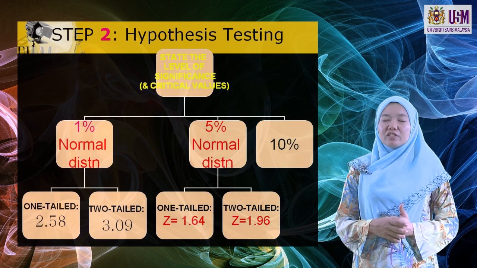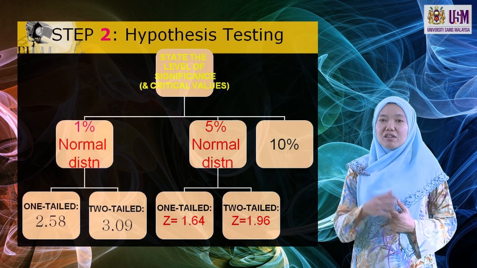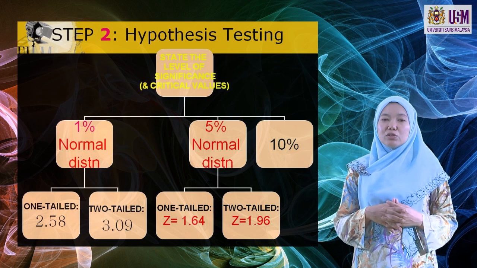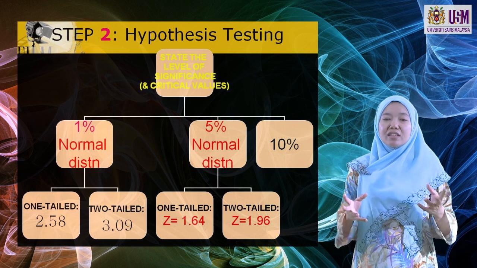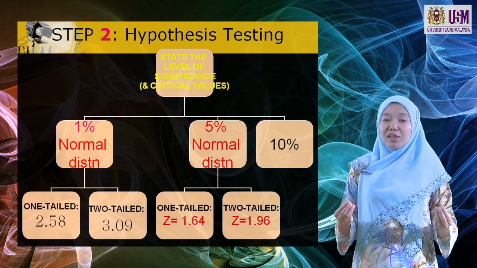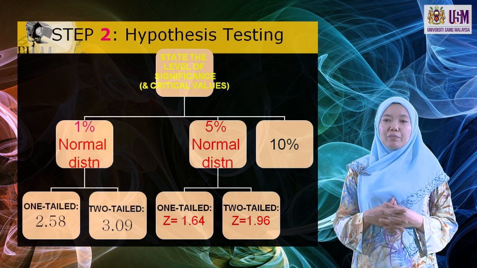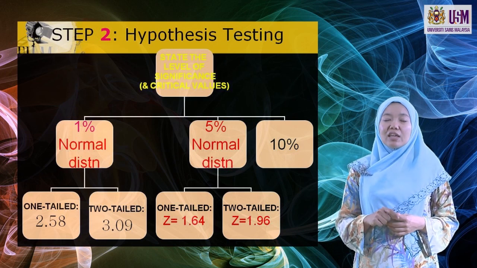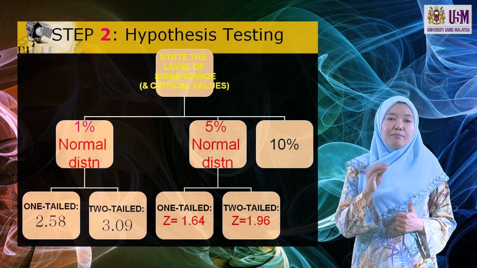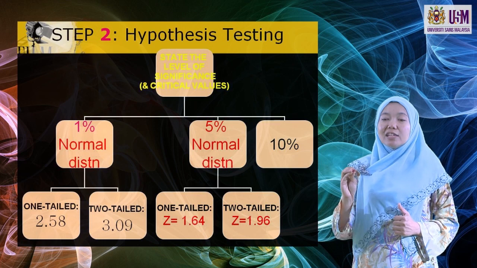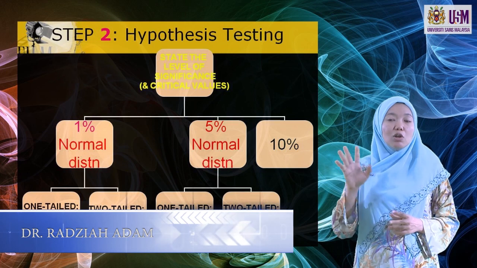In step two of hypothesis testing, when it comes to the level of significance and the associated critical values, I usually tell my students that because there are so many steps involved in hypothesis testing, if you can memorize these values, you make your life easier. No need to go back to the normal distributions table every time. Usually it's given in the questions as 5% level of significance or 1% level of significance. Seldom, a statistical practitioner uses a 10% level of significance, but it's also possible.